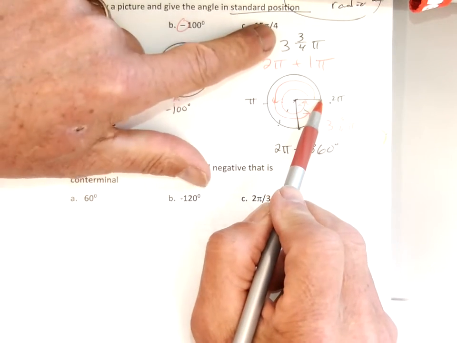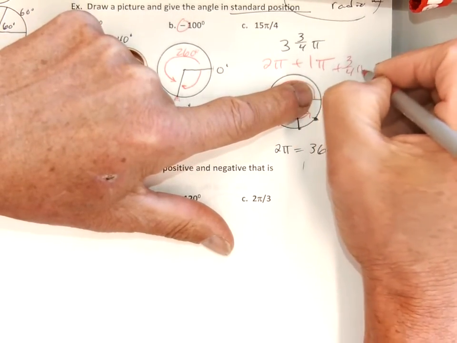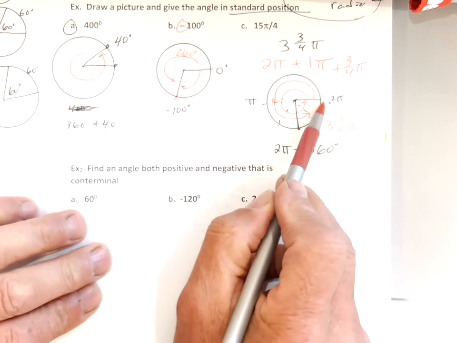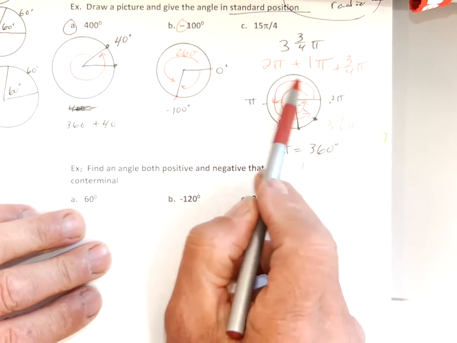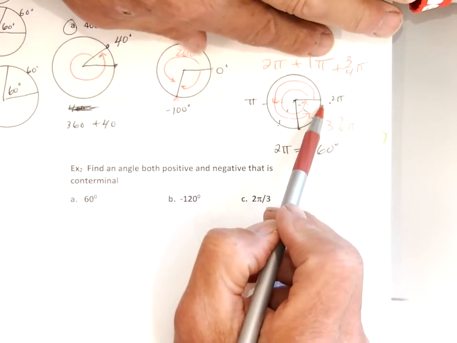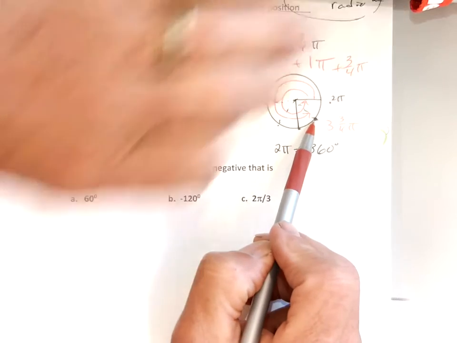So I want 3 3/4, which is the same as 2 pi plus 1 pi plus 3/4 of a pi, okay? 2 pi is a full circle. So I'm going to go 2 pi, then another 1 pi, and then 3/4. 1/4, 2/4, 3/4 puts me right there, okay?